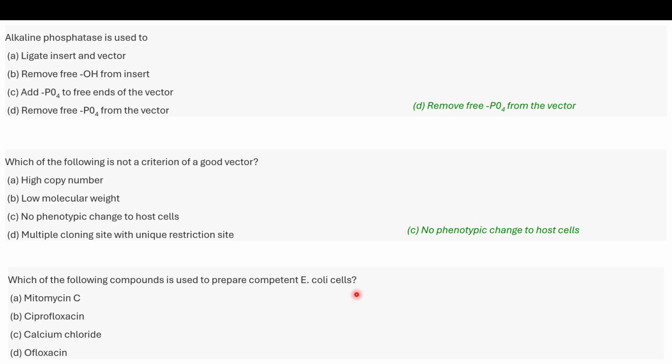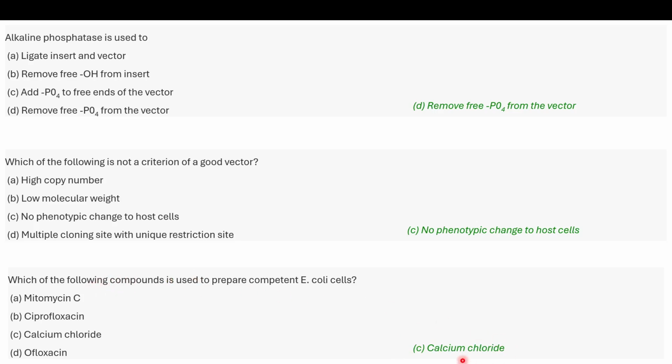And then you give heat shock, as you talked about, so that you play around with the pore size of the cells, because there is lipid content in the cell membrane. You play around with the movement of the lipids, the pore size increases, and whatever DNA has been absorbed can get inside the cells. So calcium chloride will be the correct option.